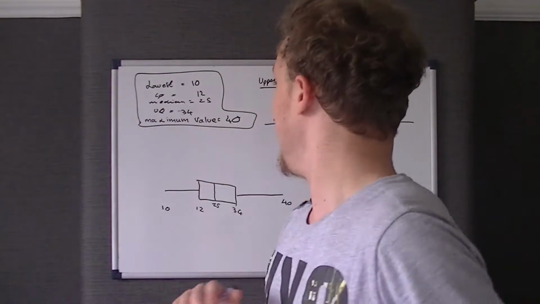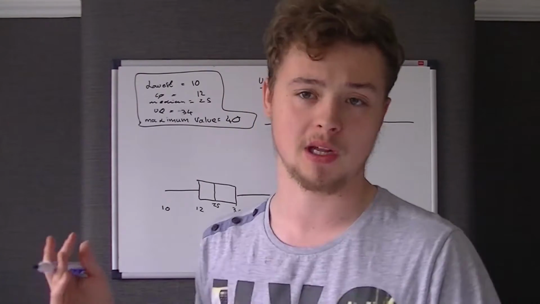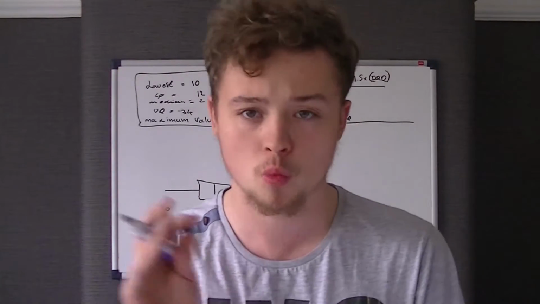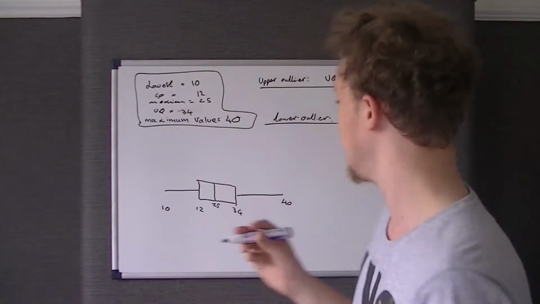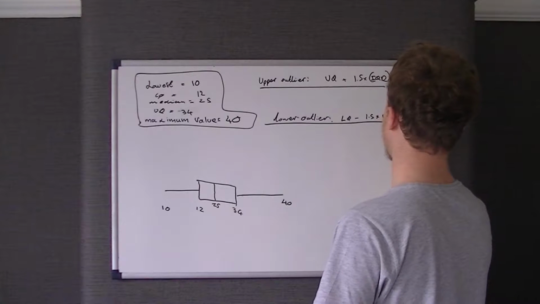We'd say, if we were adding on 1.5 times the IQR, and anything less than that was a lower outlier, then we'd be saying the lower quartile is an outlier straight away. We don't know that, okay? So we have to do the lower quartile minus 1.5 times the IQR.